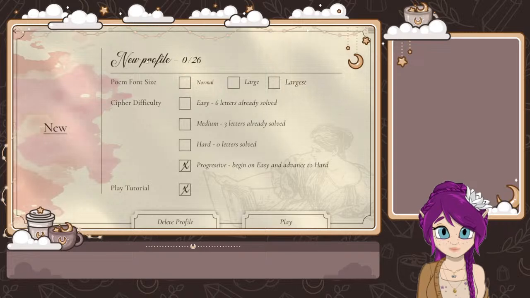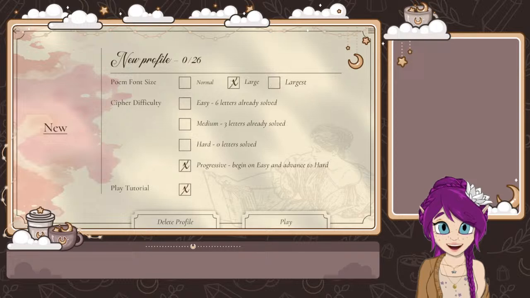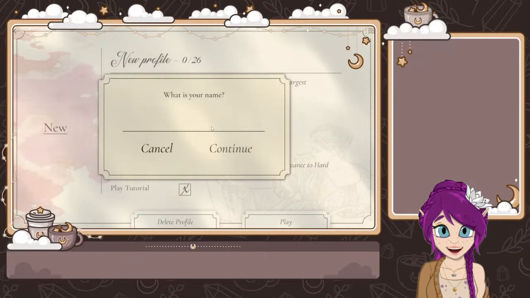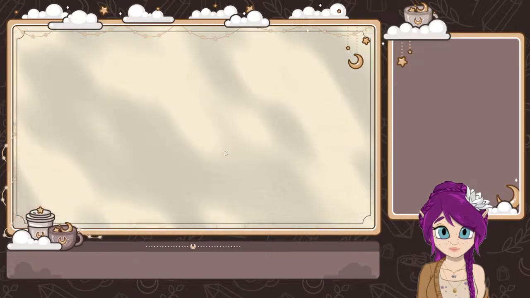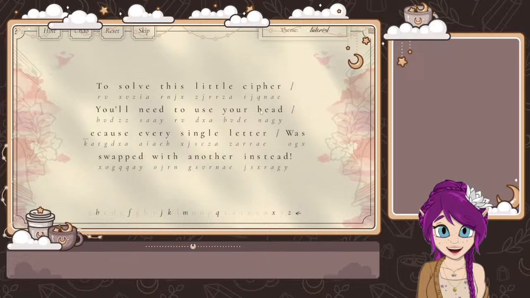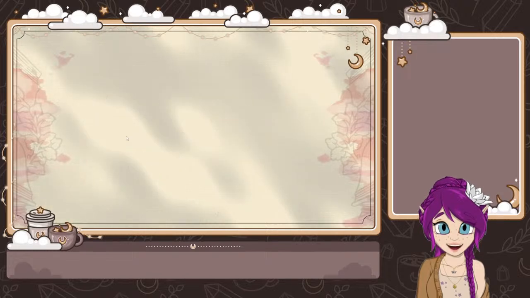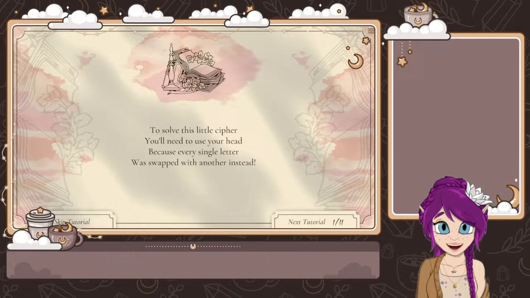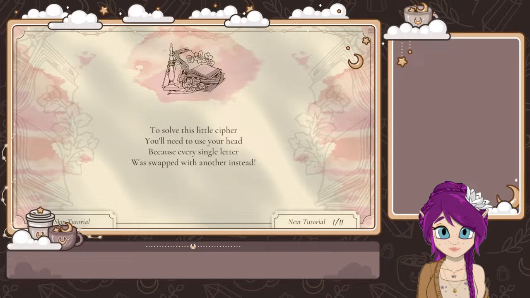So let's see. Poem font large, largest. I could just do large. Name. Here we go. To solve this little cipher, you'll need to use your head because every single letter was swapped with another instead. I love this. It's so pretty.